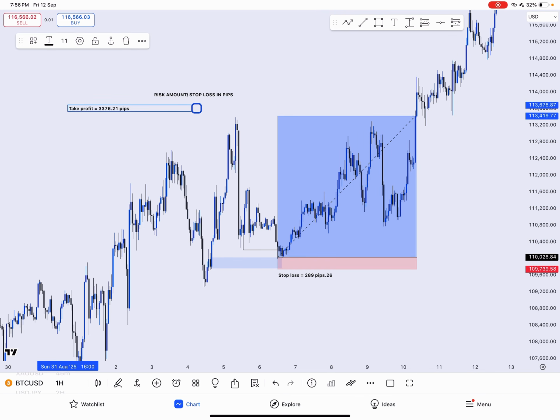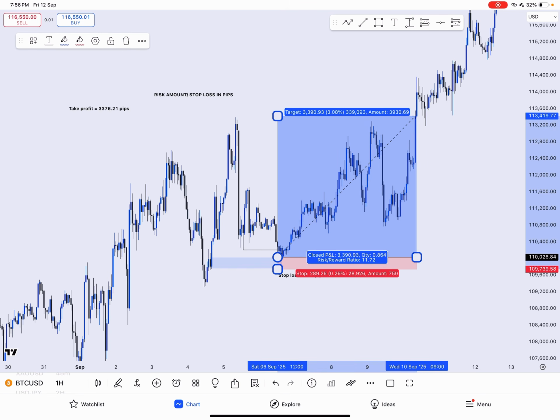Now if you want to calculate your lot size for this particular pair, let's assume you're risking $1,000. The formula for calculating the lot size of a crypto pair is basically the amount you're risking divided by the stop loss in pips. It's quite simple. So if you're risking $1,000 and the stop loss in pips is 289.26, you divide your $1,000 by the 289.26 pip stop loss, and you will get 3.45 lot size.